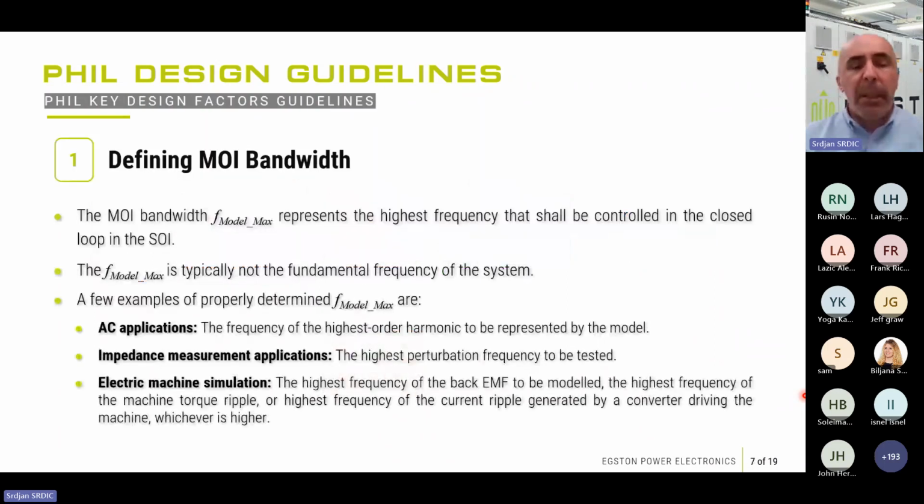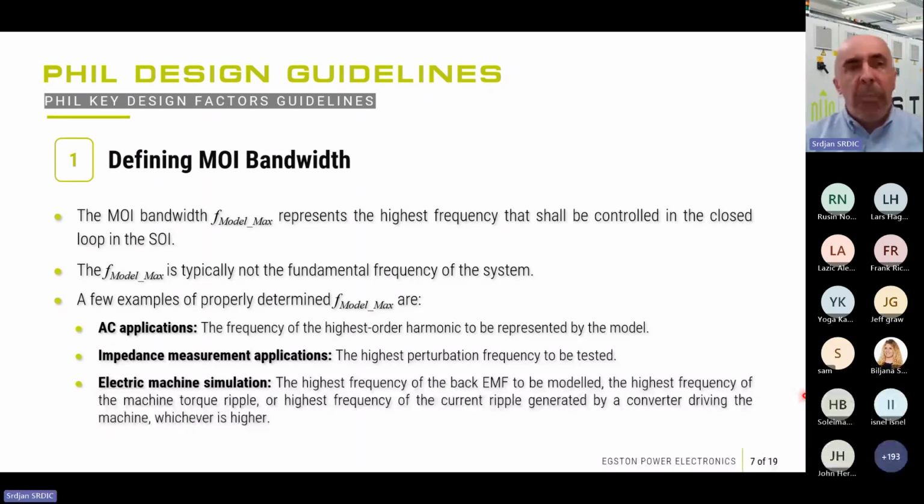So the first thing to do here is to define a bandwidth of the model of interest. And this is one of the very critical points, which is very often not done properly, and which causes problems later on during the simulation and modeling process. So basically, what is the model of interest bandwidth? That's the highest frequency that should be controlled in the closed loop in the system of interest. And then the question is how to select that, how to know that.